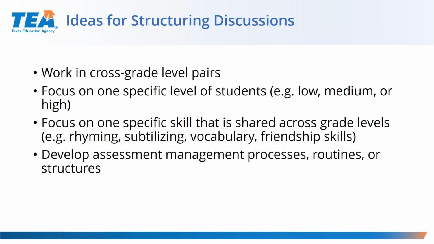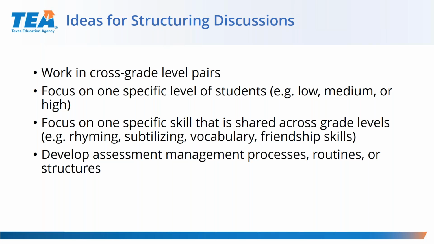So some ideas for structuring these discussions include working in cross grade level pairs. Some of these discussions are harder to have as a whole group, so it's easier to get deep into those discussions when you're just having a one-on-one conversation with someone else. So if you are in a vertical PLC, pairing a pre-K teacher and a kinder teacher together to have those discussions. You can also focus on one specific level of students during the discussion.